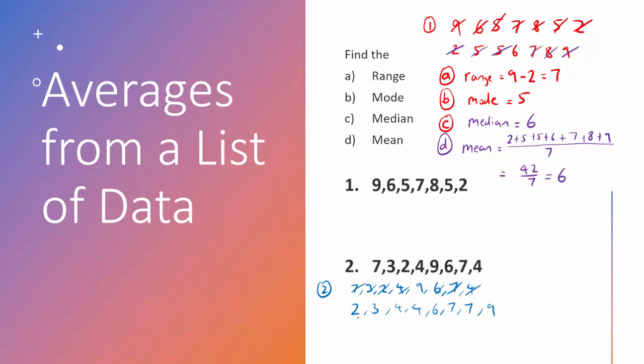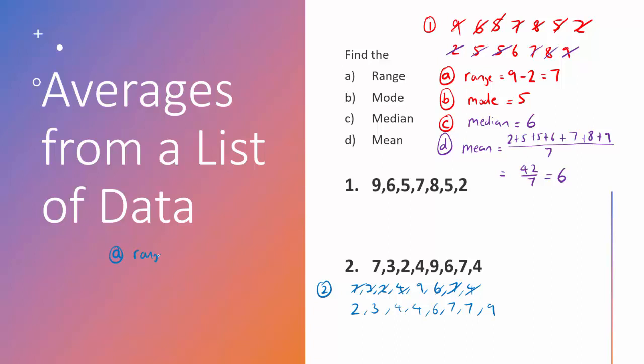Now just count how many values we have. 1, 2, 3, 4, 5, 6, 7, 8. And originally we had 1, 2, 3, 4, 5, 6, 7, 8. Perfect. So now we can begin to answer the 4 questions. So let's start off with A, the range.